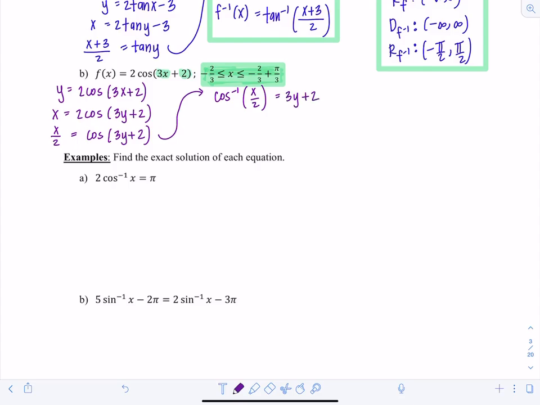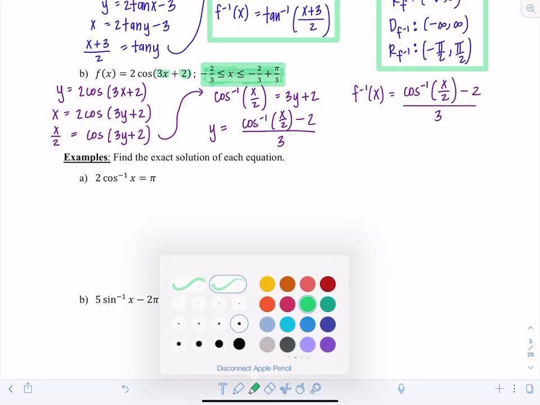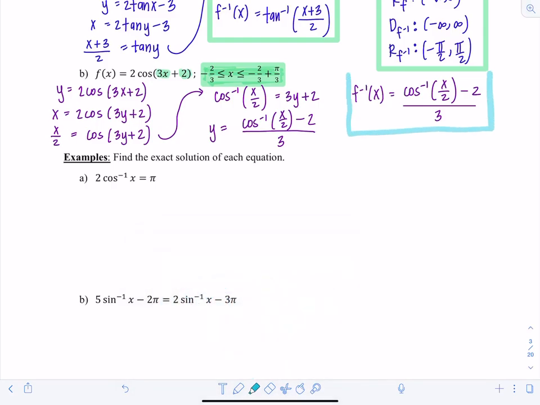And then to get y by itself, I just need to subtract 2 and divide by 3. So I have y equals cosine inverse of x over 2 minus 2 over 3. And that's not the prettiest looking function I've ever seen, but it is what it is. So I'll relabel this f inverse of x equals cosine inverse of x over 2 minus 2 over 3. And let's box that. That's our first part.